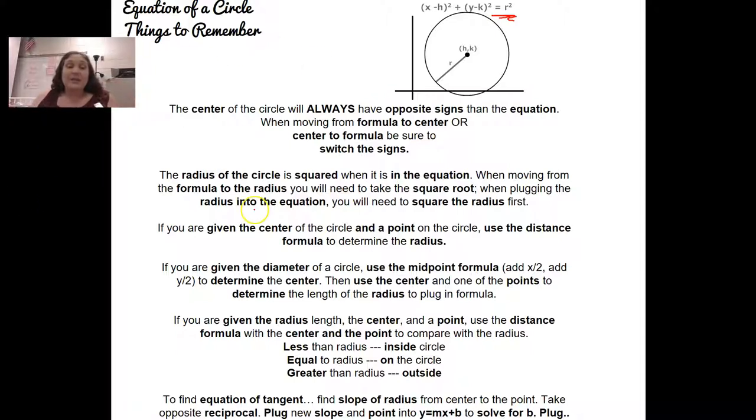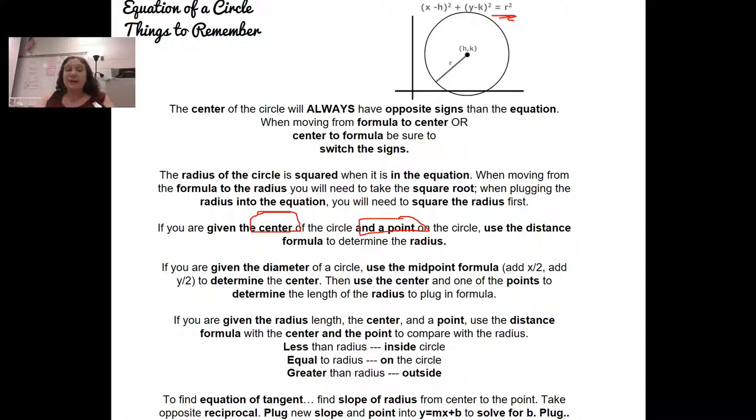Next, if you are given the center of the circle and 1 point, you can still fill out the formula. All you're going to use is the distance formula to find that length of the radius. And you're going to see an example today. If you're given the diameter, you have to discover what the center is. Remember, the diameter is just half of the circle. So half of a diameter, you're going to find the midpoint. And we're going to look at a question like that today.